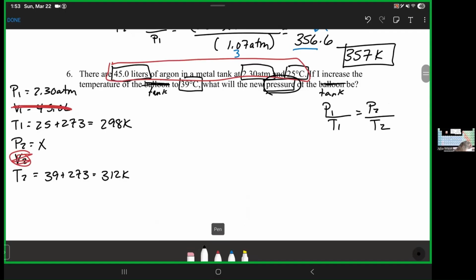So we are isolating for P2. So we're going to move our T2 to the top on the other side. So I get that my P2 is equal to my P1, T2 over my T1. See, I did that again. You've got to be really careful about that.